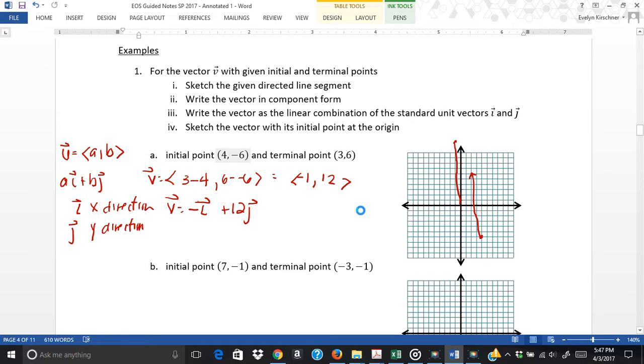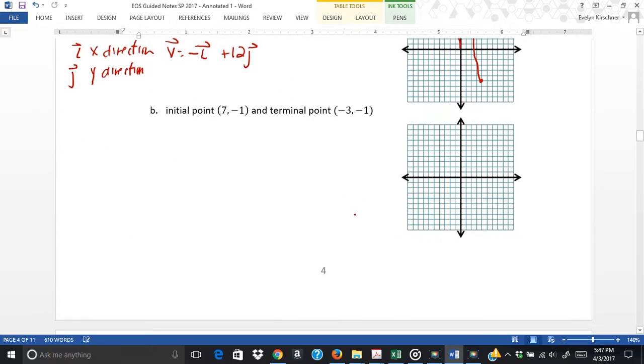Now we'll do one more. So I have initial point 7, negative 1, and terminal point negative 3, 1. So I have 1, 2, 3, 4, 5, 6, 7, negative 1. That's my initial point. My terminal point is here, so it looks like this. Whoops.